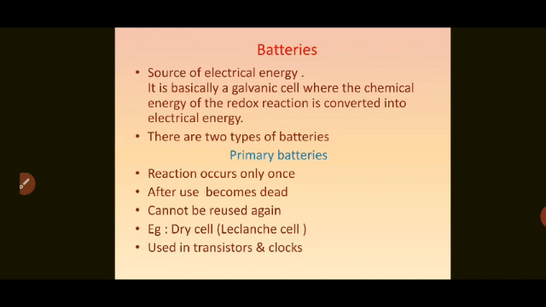There are two types of batteries, primary batteries and secondary batteries. So what are primary batteries? It is one that cannot be recharged, meaning it can be used only once. In these batteries, the reaction occurs only once and the battery becomes dead when the cell reaction reaches equilibrium. An example is the dry cell, which is also known as Leclanche cell. Such batteries are used in transistors and clocks.